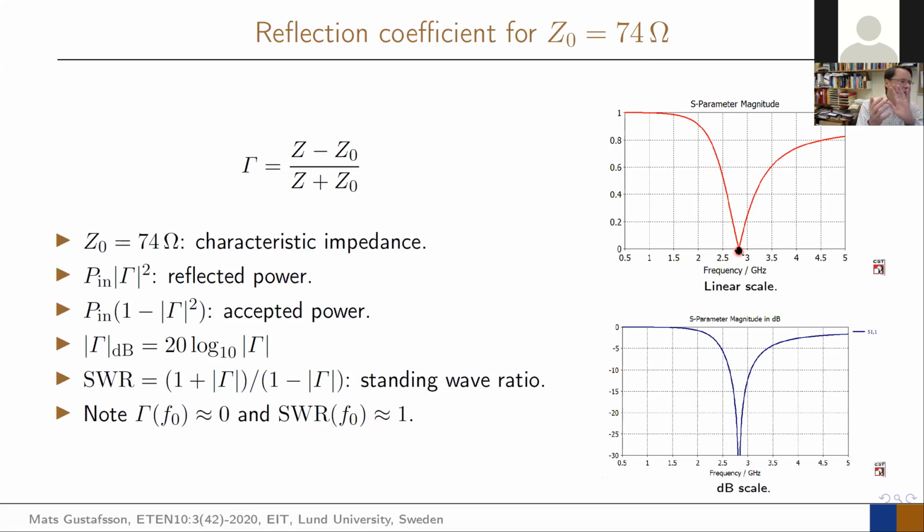But of course, if you have a communication system, you don't only have 2.8 gigahertz. Maybe you go from 2.5 to 3. And if you go to 2.5, the lower edge here, you will have 0.5 reflection coefficient, which means that 25% of the power is reflected back. 75% of the power is accepted. Not so good. Sometimes this is, again, as I mentioned, plotted in dB, so then 20 times the 10 logarithm of the reflection coefficient. Standing wave ratio is sometimes used in these cases.